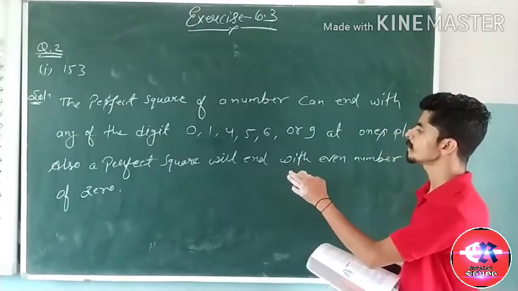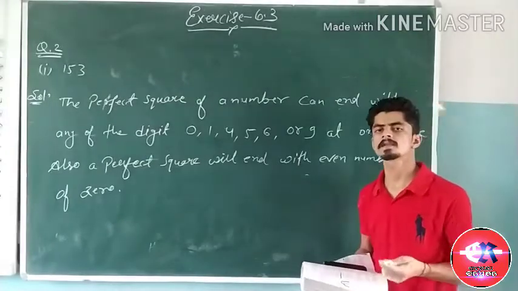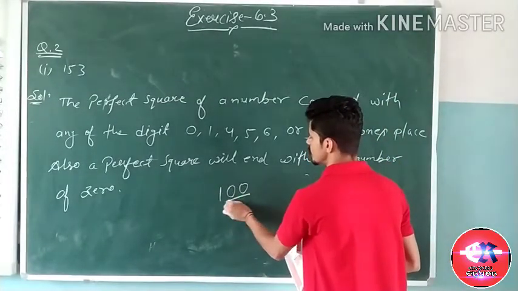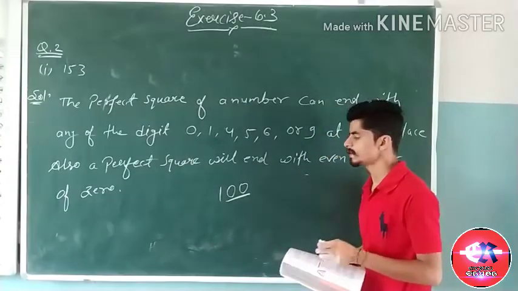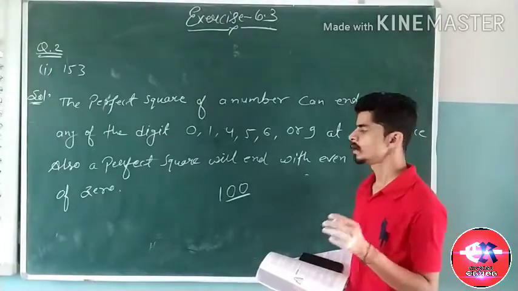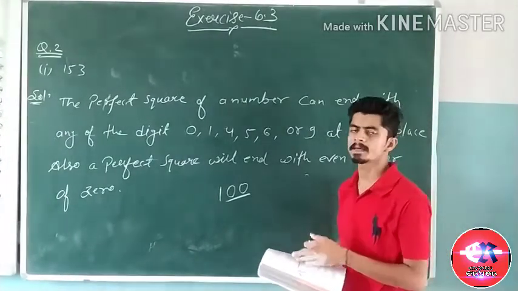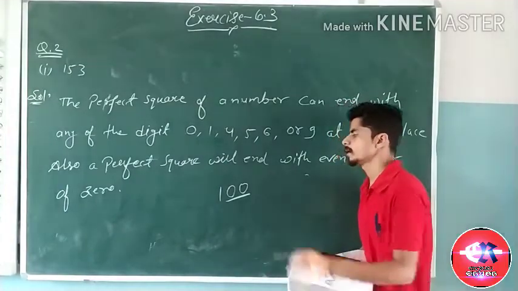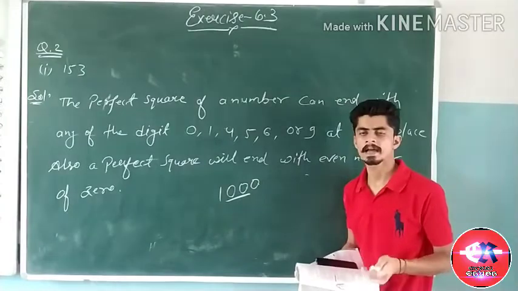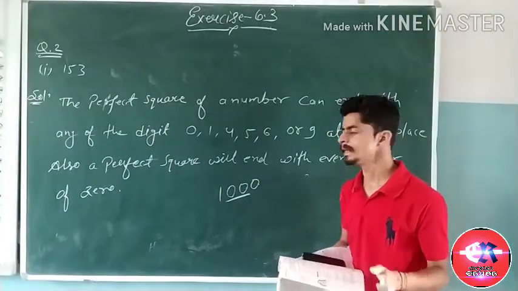And also a perfect square will end with an even number of 0s. That means if a number has an even number of 0s, that means 2 times, 4 times, 6 times, 8 times and so on, it can be a square of a number. If there are three 0s, that is odd, and so 1000 is not a perfect square of any number.